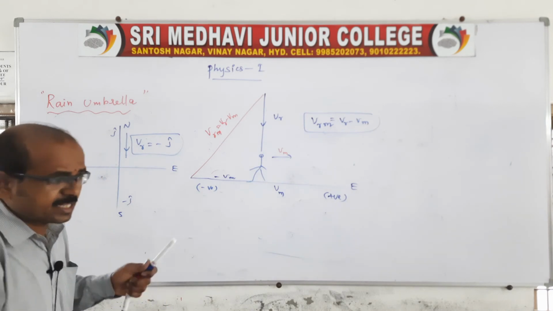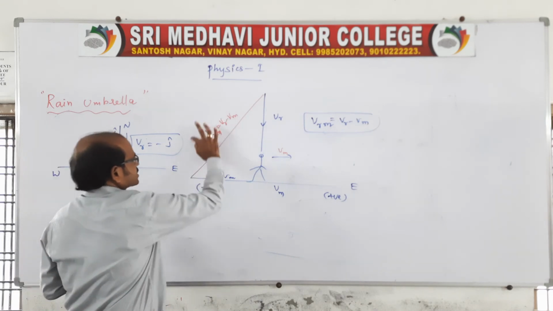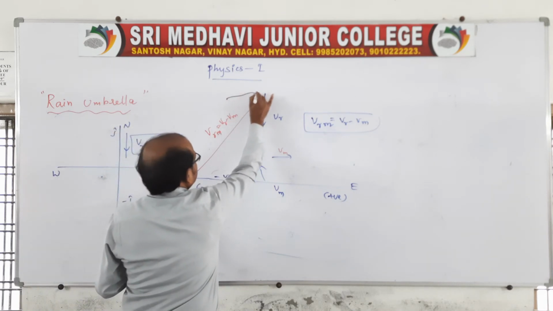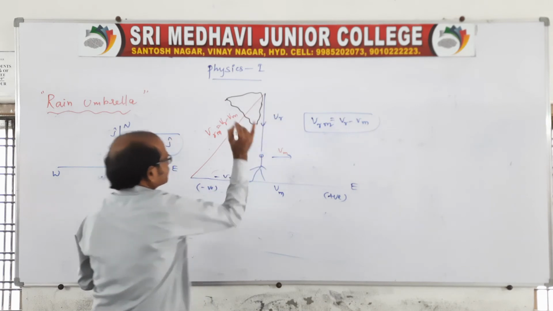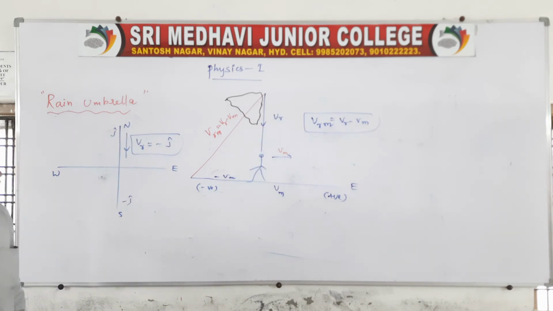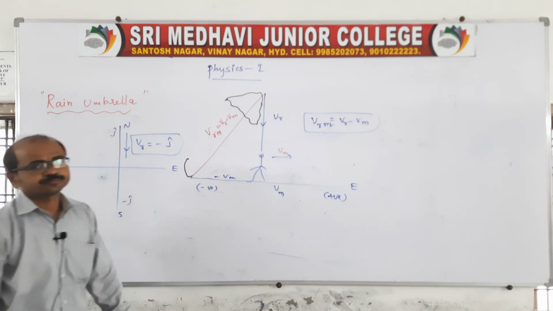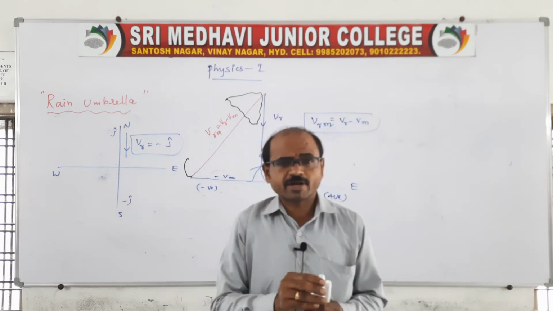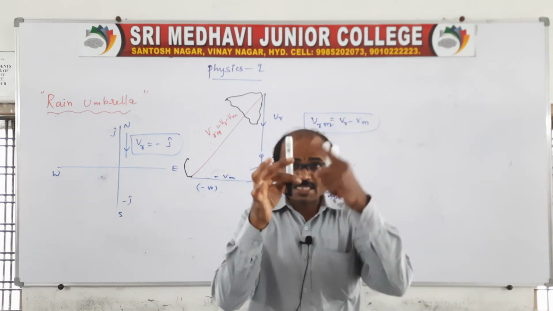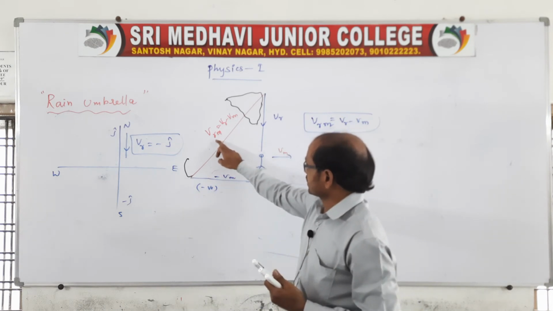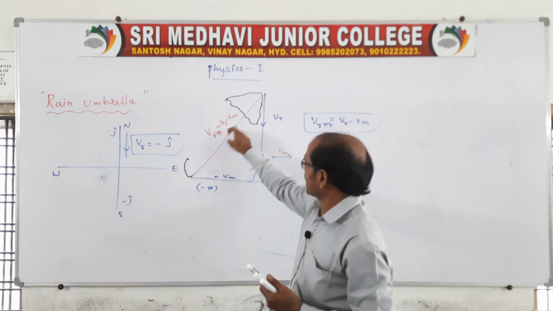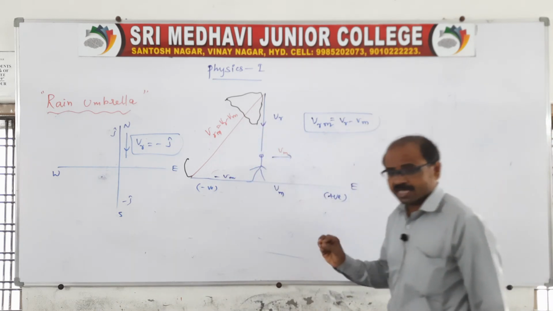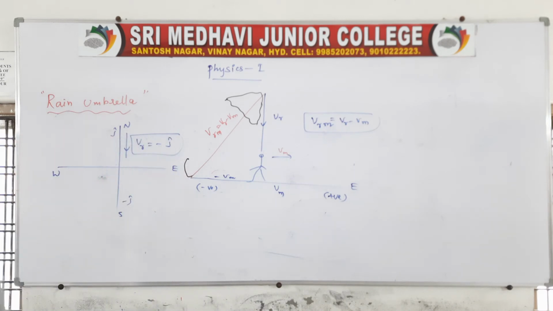Therefore the umbrella should always be in the direction of the relative velocity of rain with respect to man. So we should keep the umbrella like this. In our physics language, when rain is falling like this, we keep the umbrella like this. This we can call the velocity of rain with respect to man. This is the way we find the relative velocity of rain with respect to man.